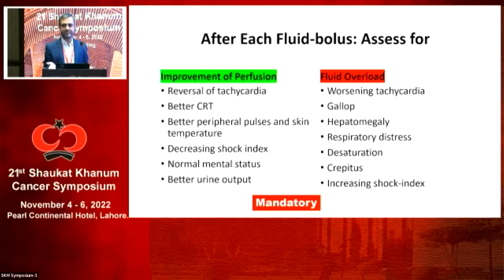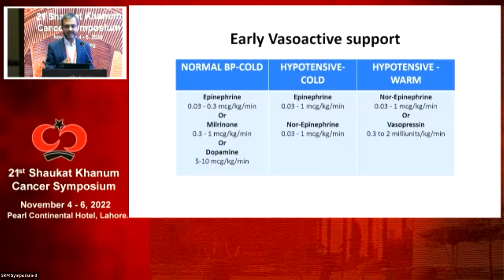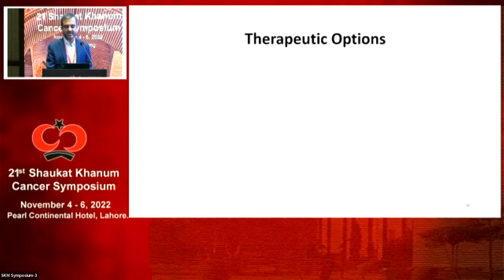Otherwise, we have to switch our gear, restrict the fluid, start vasopressor, and sometimes maybe we have to start respiratory support along with diuretics. And early vasoactive support, depending on the physiology and the blood pressure, even if the blood pressures are normal but the capillary refill time is delayed, we have to start these patients on vasopressors, and the choice can be epinephrine or milrinone or dopamine depending on the setting.